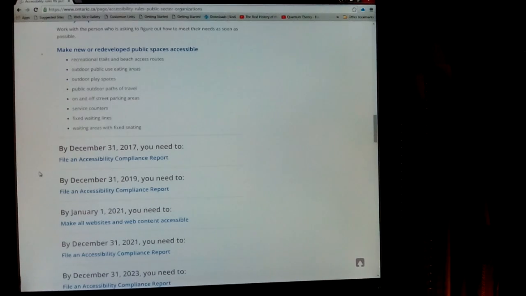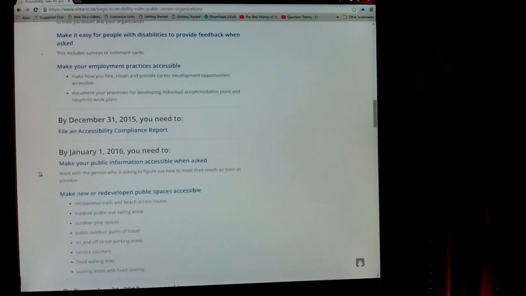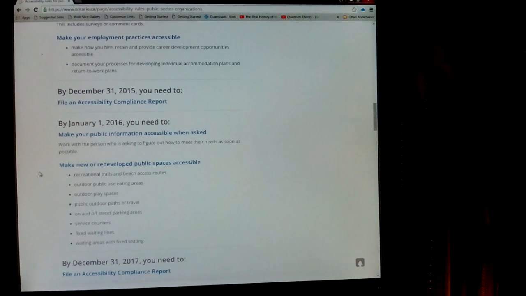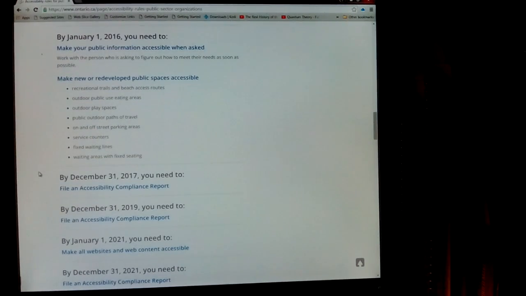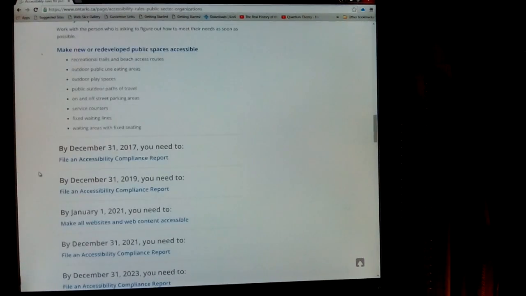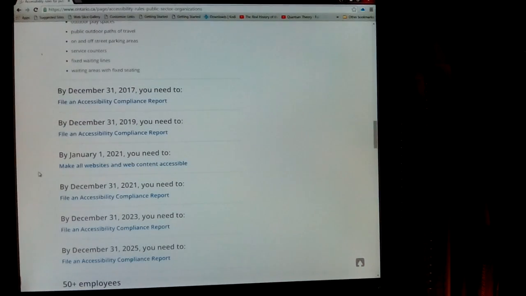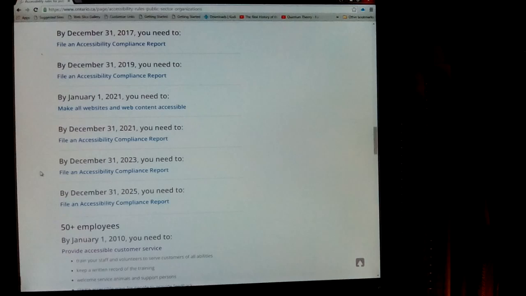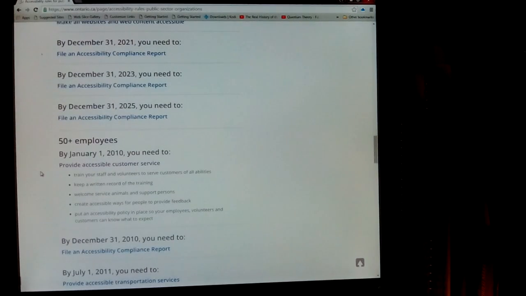So then there's one due every two years, it looks like. They do one in Accessibility Compliance Report 2015, December 31st, 2017, December 31st, 2019, are all file accessibility compliance reports. By January 1st, 2021, you need to make all websites and web content accessible. By December 31st, 2021, you will need to file an accessibility compliance report. By December 31st, 2023, you will need to file an accessibility report, and December 31st, 2025.